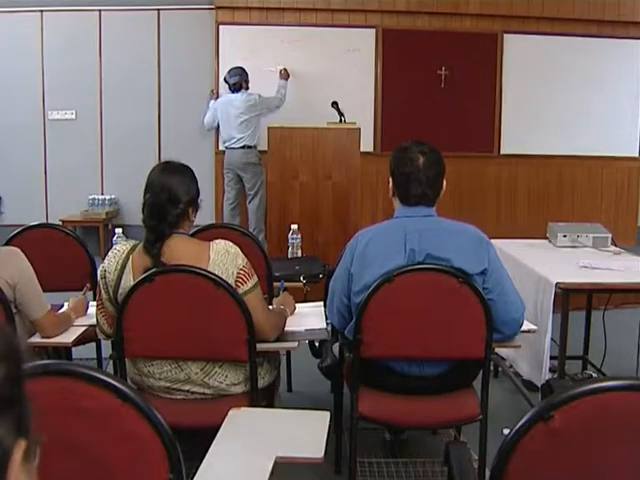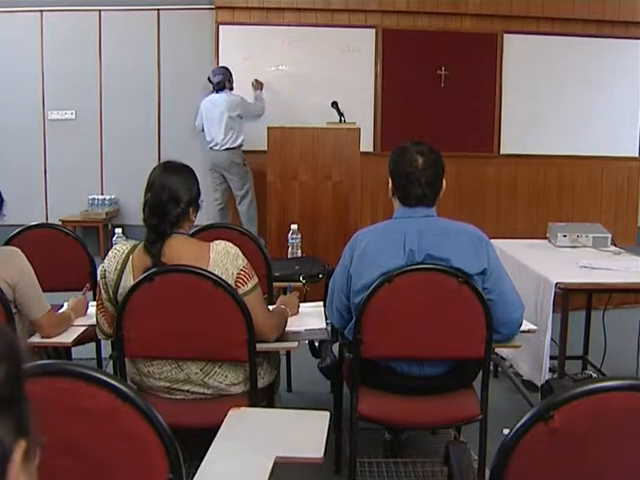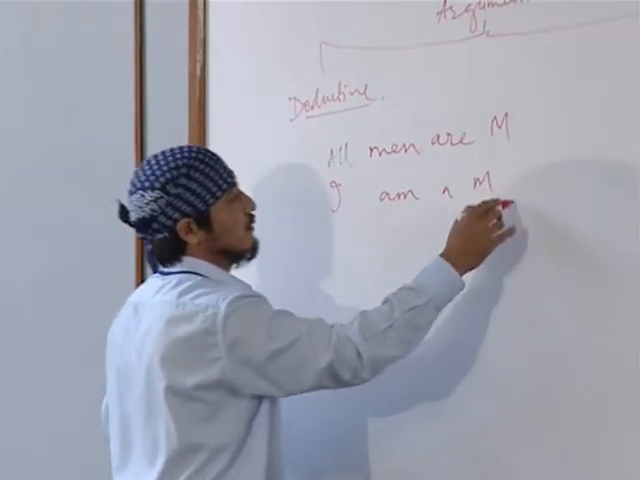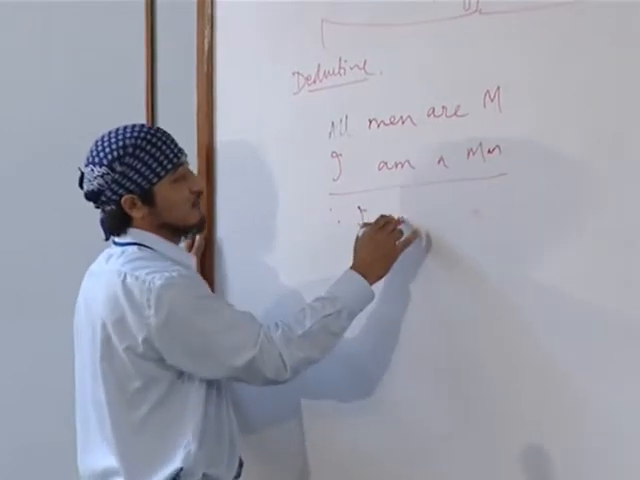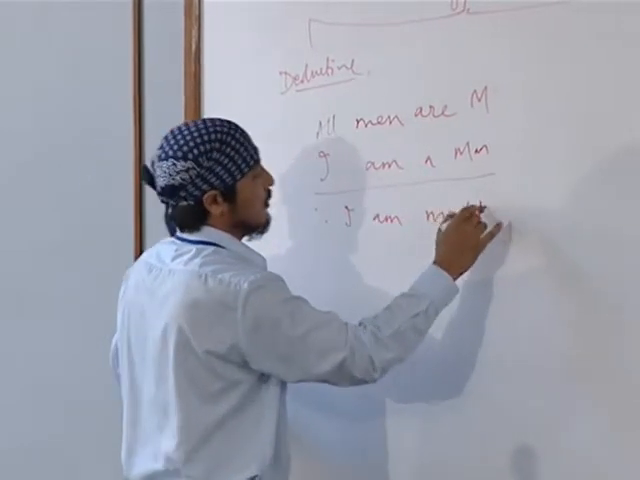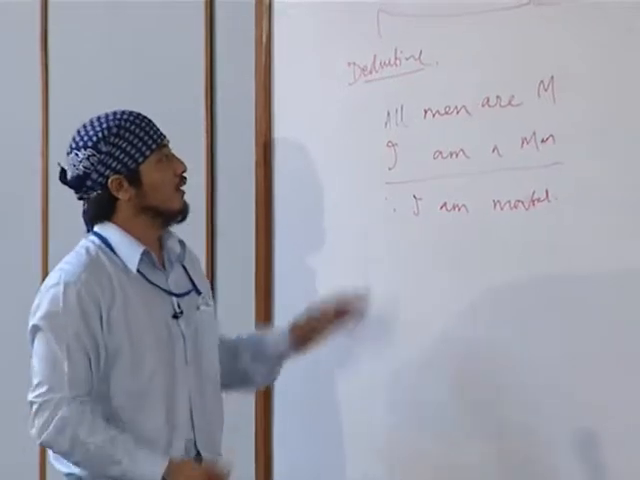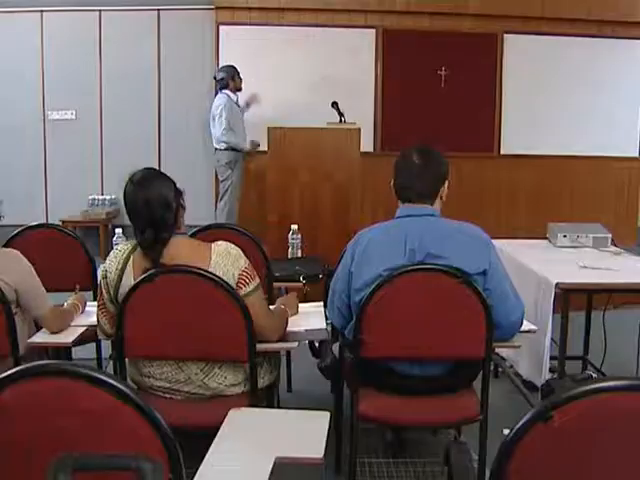Like an example, all men are mortal, I am a man, therefore I am mortal. Now, there is a form over here.